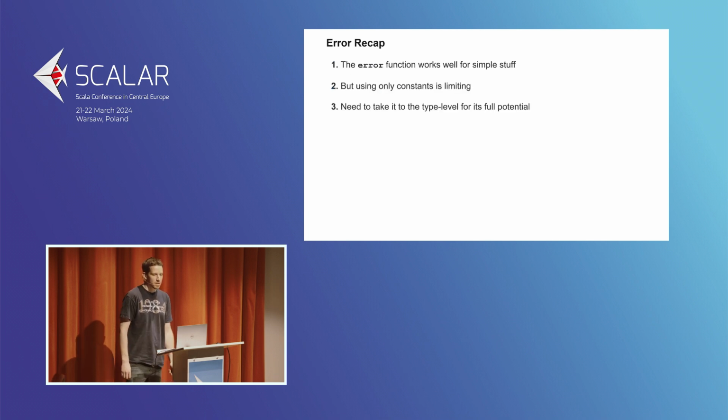So the error function is useful for simple static errors, but as we just saw, this might be a bit cumbersome if you want to scale it out to something more complex than just fixed messages. Taking it to the type level, and we just saw a hint of how we can do that, can help us scale this out into the full developer-friendly error messages that we want to produce. So now we'll take a deeper dive into type level computation to achieve this goal.